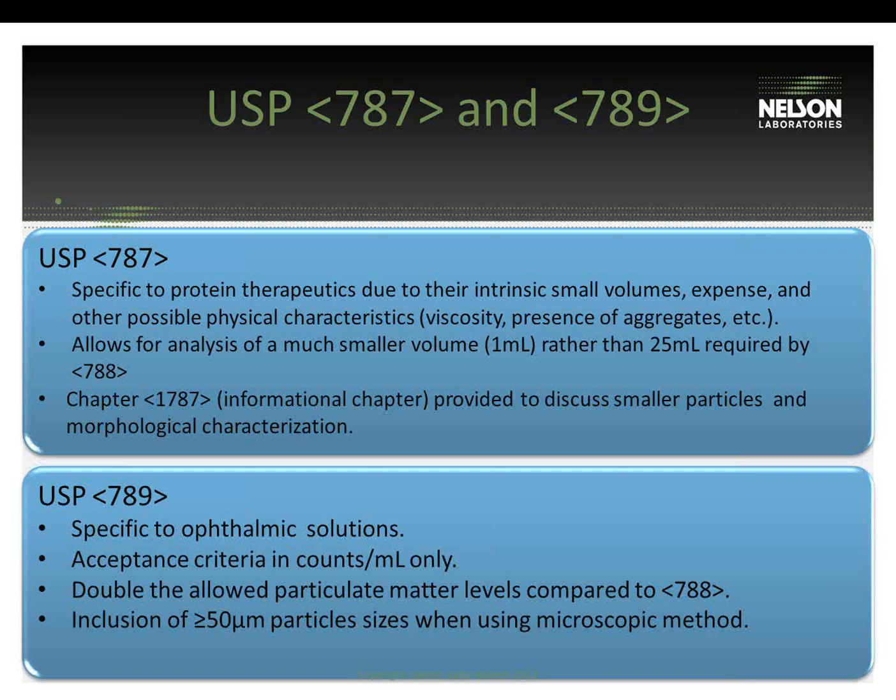Any of those who have tested the 789 may be familiar with this problem. But we've helped many of our sponsors overcome some of the issues with 789 when testing very small volumes, and would be happy to help. Also, double the allowed particulate matter is allowed compared to 788, so that's good. I guess things don't have to be quite as clean when they're put in the eye as when they're put in the bloodstream. Also, the inclusion of 50 micron particle sizes is required when using the microscopic method. So, a couple little tidbits, almost trivial, but important if you'll be testing to that standard.